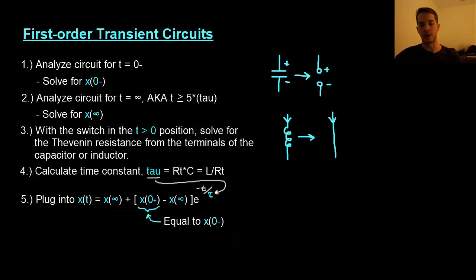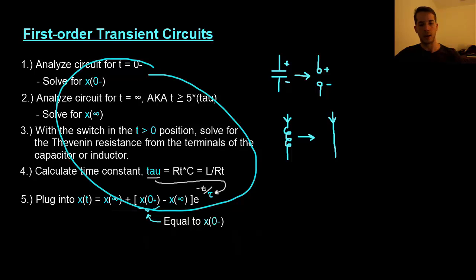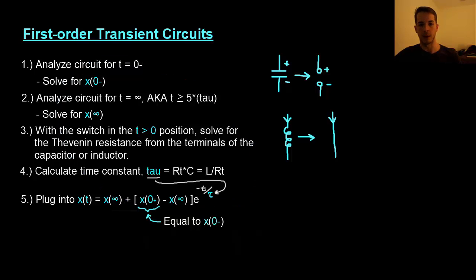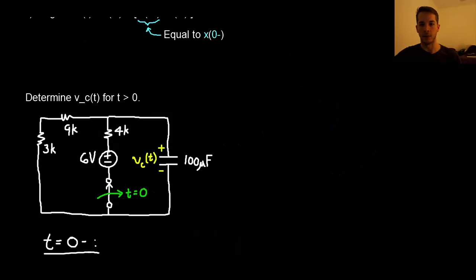Solving first-order transient circuits is a 5-step process, which I've shown right here for you. Just note that at all these time frames, like t equals 0 minus and t at infinity, you're going to have to redraw the capacitor or the inductor in their steady-state model. For example, a capacitor is drawn as an open circuit, and an inductor is drawn as a short circuit.